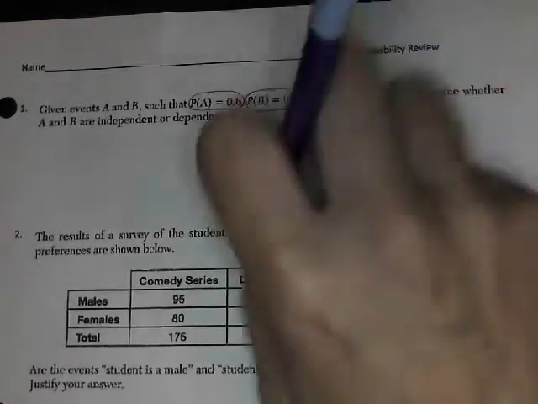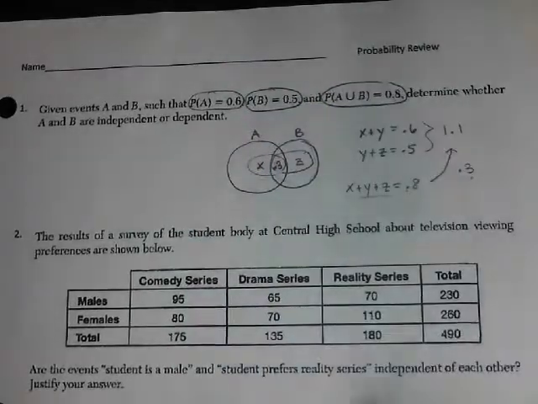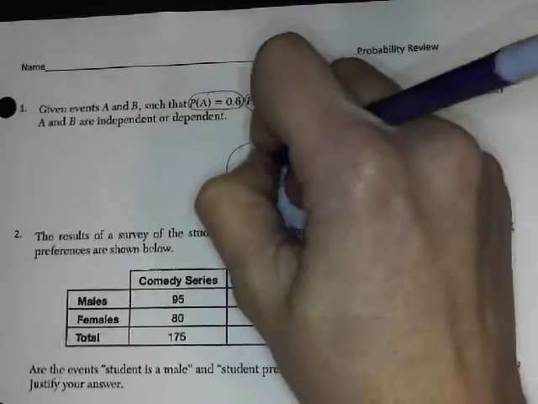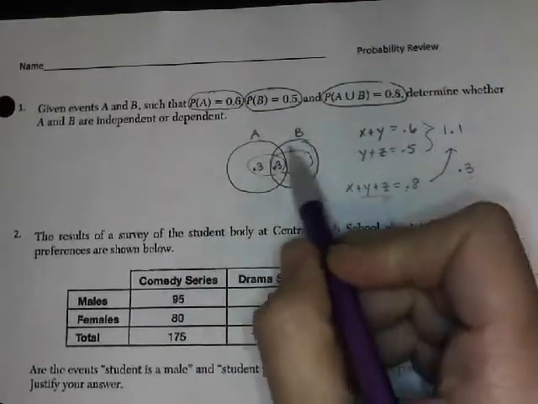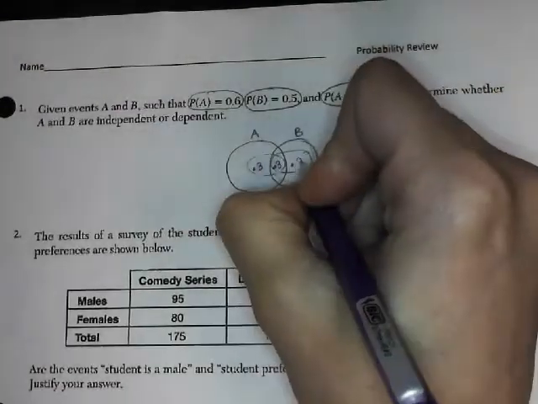which means that's your overlapping part. So this becomes 0.3, and then if I backtrack, A is supposed to add up to a total of 0.6, so I need 0.3 more in here, and B was supposed to add up to a total of 0.5, so I have a 0.2 here.